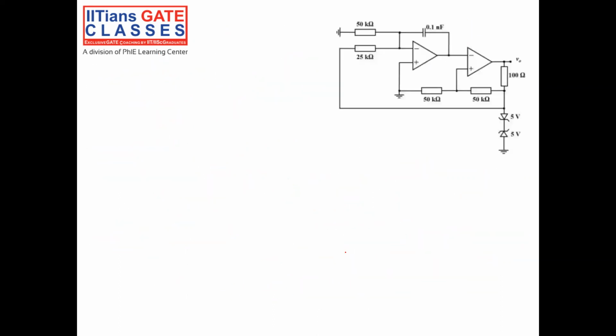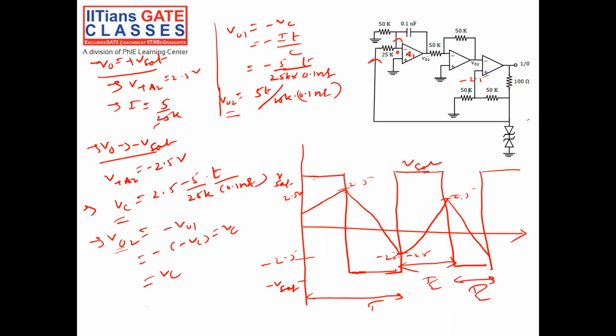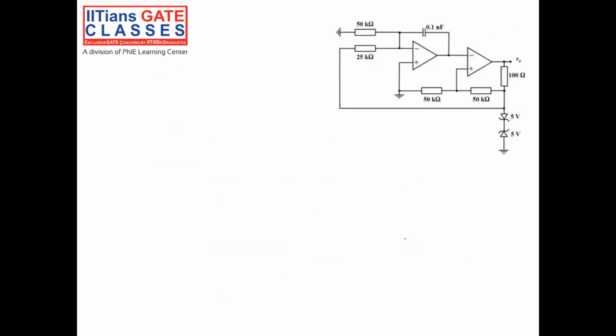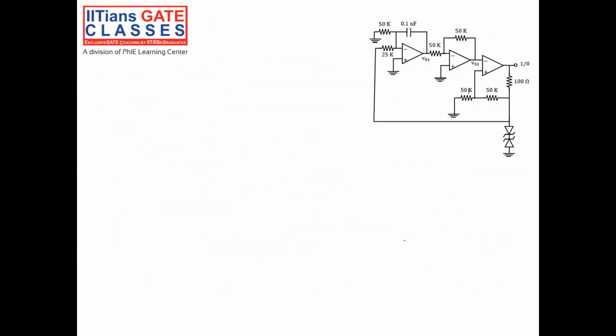Okay, so this is the process. The thing is my output will keep switching from plus V set to minus V set because my V02 will be switching from plus 2.5 to minus 2.5. Okay, I think this is clear to all of you. See the next question.